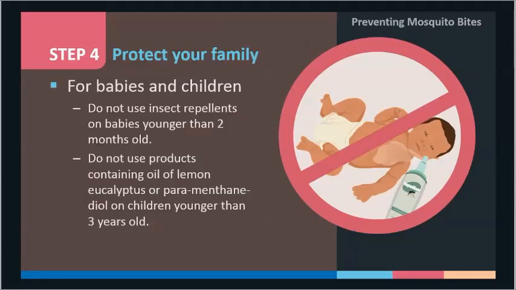So for those, we recommend that they not be used. So barrier methods and covering up the child is probably the best thing to do for a 2-month-old child. Also, it's recommended that you not use oil of lemon eucalyptus or the paramenthane products for children less than 3 years old.